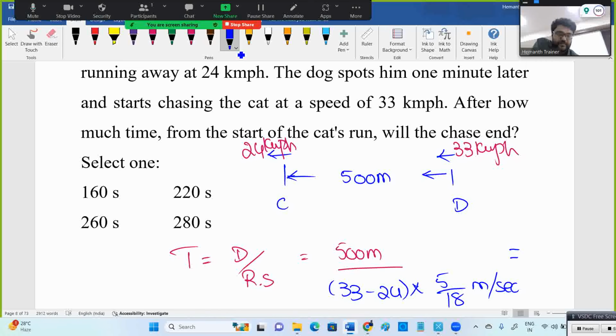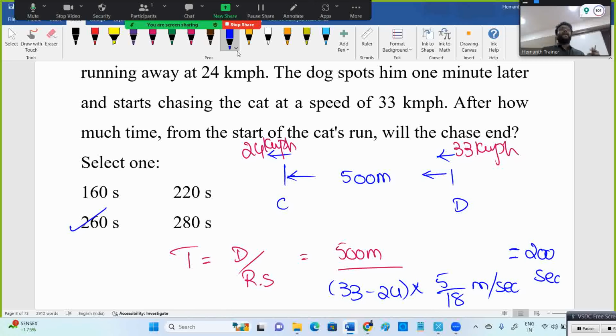200 seconds, right? Sir, but 200 is not available in the answers. Plus 60, 260 is the answer. This 200 seconds is the time taken by the dog, but the cat started 1 minute before. So you need to consider that 60 seconds also. 260 is the answer. That's the good thing in this question.